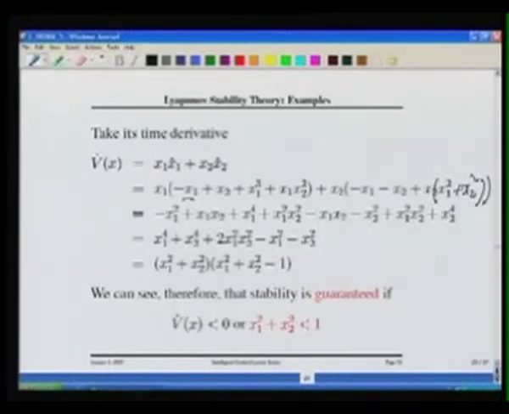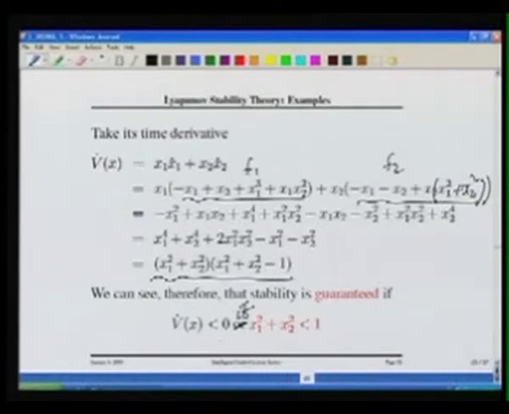This is our f 1 and this is our f 2. So, if we simplify this V dot x, then we get an expression like this: x 1 square plus x 2 square times x 1 square plus x 2 square minus 1. So, this V dot x is negative definite if x 1 square plus x 2 square is less than 1.